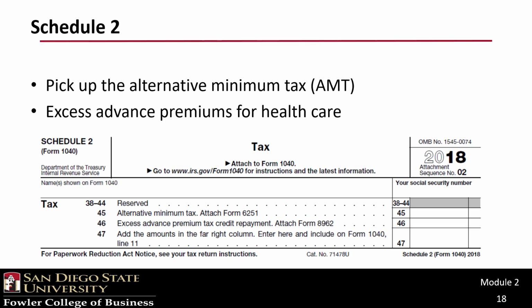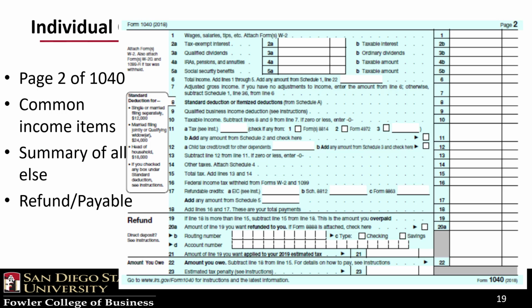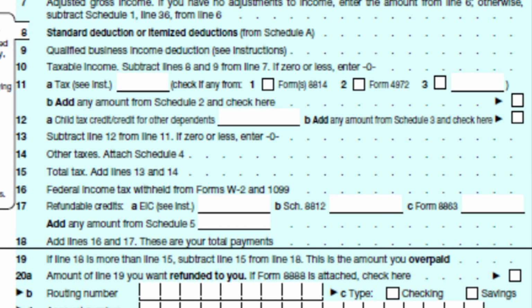The AMT and the repayment of the advance premium tax credit. All of these are just a bit too deep for this course. Now we hit our first batch of credits.